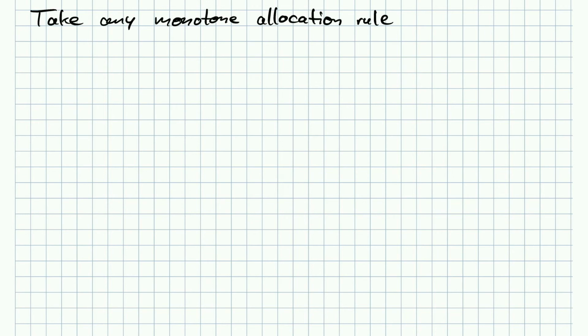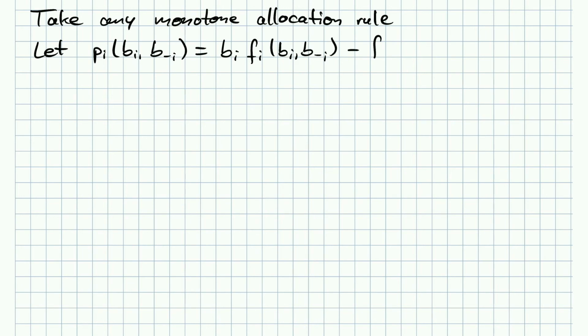and let pi of bi comma b minus I be equal to what we were stating in the theorem. This was bi times fi of bi comma b minus I minus the integral from 0 to bi of fi of ti comma b minus I dt. And what we now claim is that f comma p is truthful.